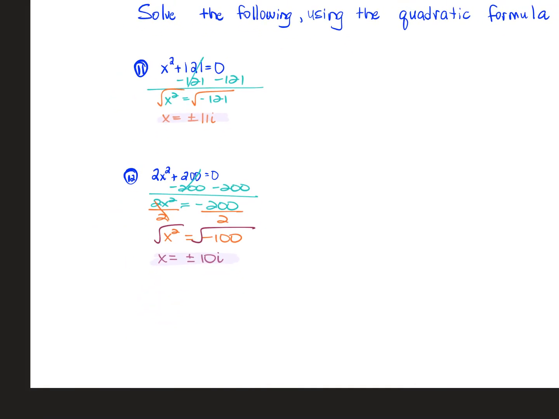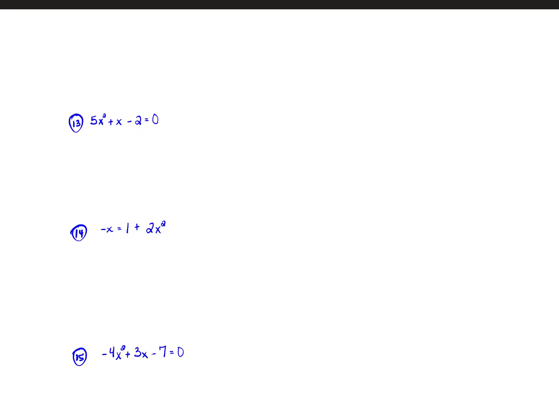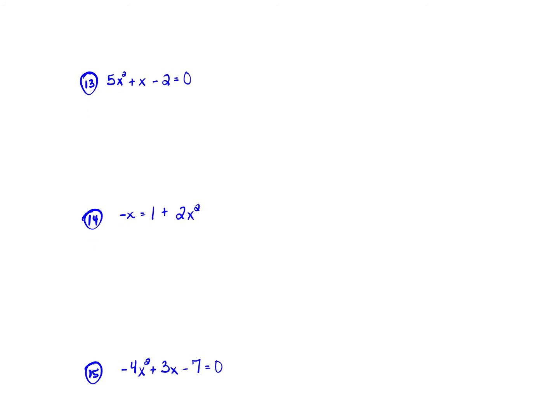Okay, so on the next page, for 13, you have 5x squared plus x minus 2 is equal to 0. To use your quadratic formula, that's negative b plus or minus the square root of b squared minus 4 times a times c, all over 2 times a. What's your a, what's your b, what's your c? A is 5, B is 1, C is negative 2. Good.